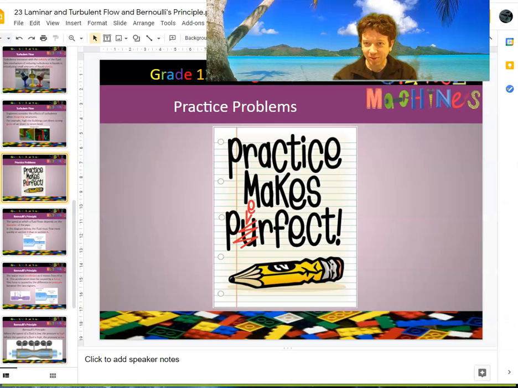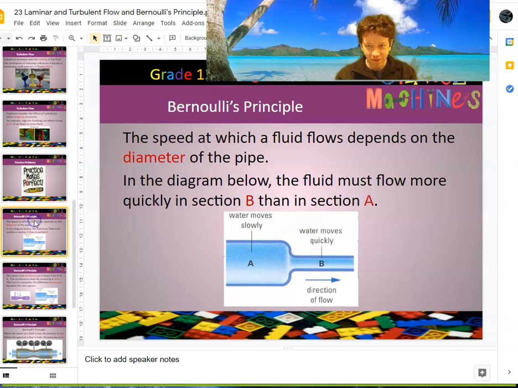Okay, so let's go back to the PowerPoint. We're going to go over something called Bernoulli's principle. So before we get into that, let's first look at this pipe. This pipe all of a sudden reduces its cross-sectional area and becomes, well, smaller. Now when that happens, the water actually speeds up. And this is by something that we call the continuity principle.